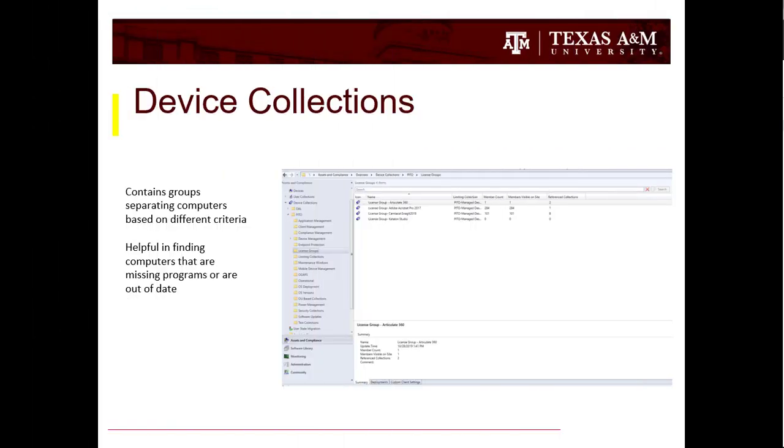Next, in the Device Collections tab, under the PIDO folder, there are groups that separate computers based on different criteria. There are groups for computers with specific programs or computers with out-of-date operating systems. These groups help us see which computers are running behind on updates so that we can look at them and see what the problem is. They also contain license groups for programs that we push to computers.